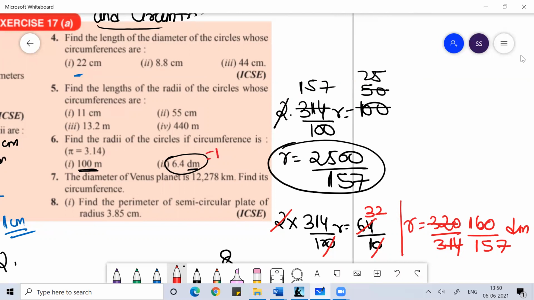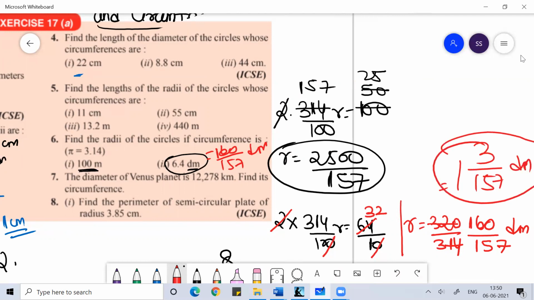This would be the answer, 160 by 157. You would have given some appropriate data. What is the point of getting this big number? 13 by 157 decimeter. We can't do more than that. Yeah. Question number 7.